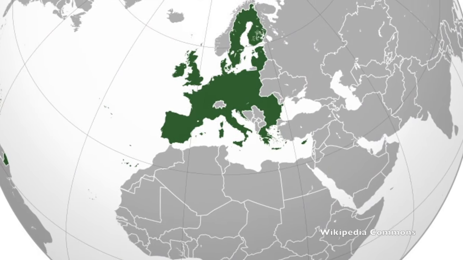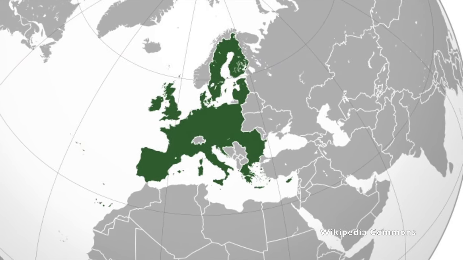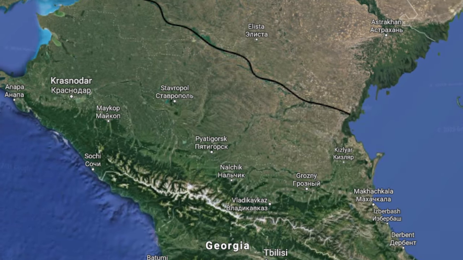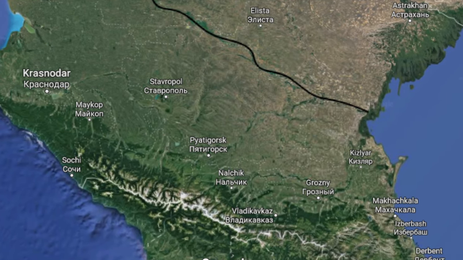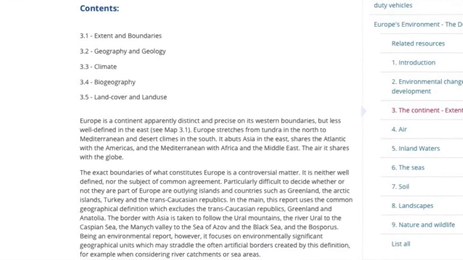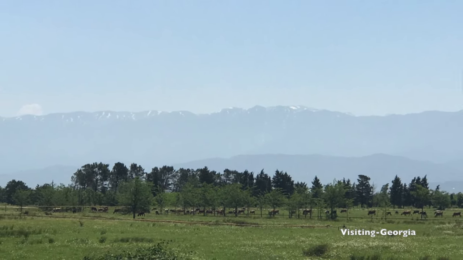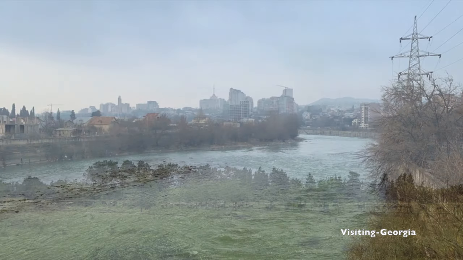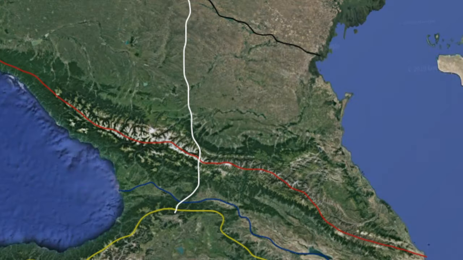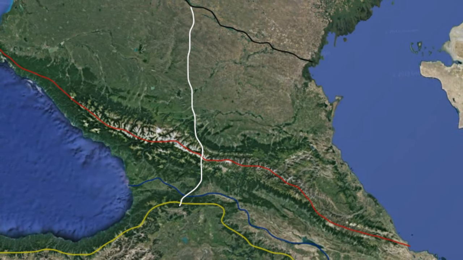The EU at least attempts to have a definition by using an environmental survey to define the border between Europe and Asia in the Caucasus as being along the Kuma-Manych line. However, that same study then states that, being an environmental report, it focuses on environmentally significant geographical units, which may straddle the often artificial borders created by this definition, meaning that even the European Union can't come up with a border between Europe and Asia.